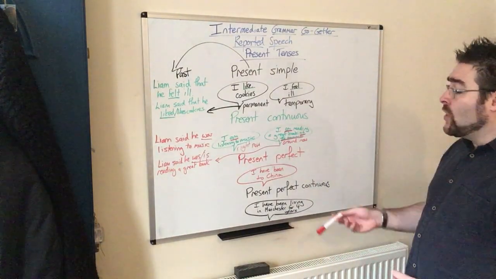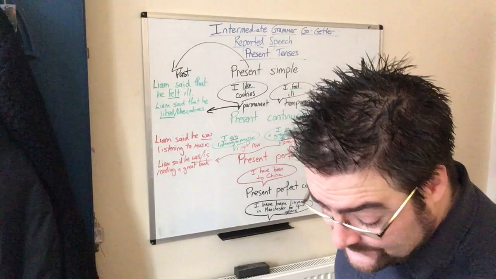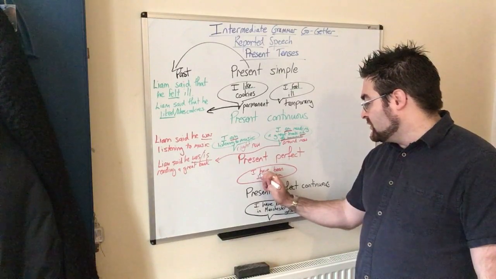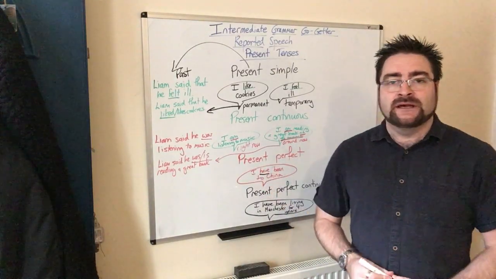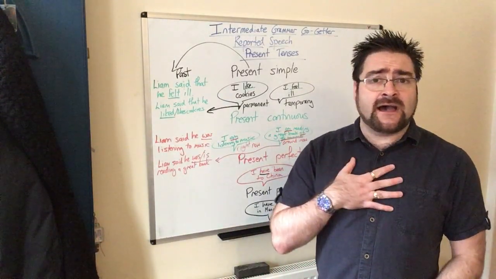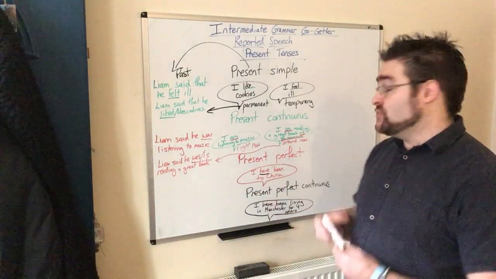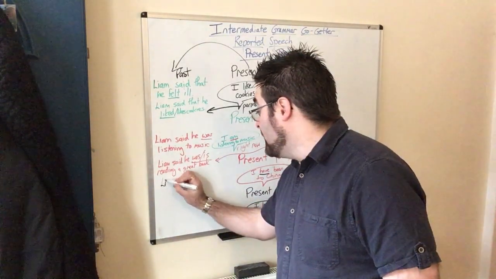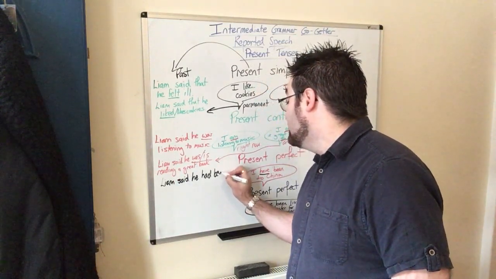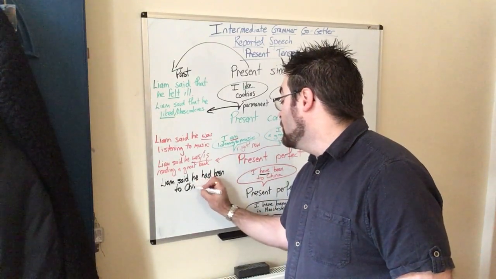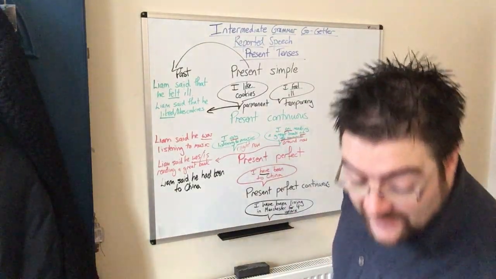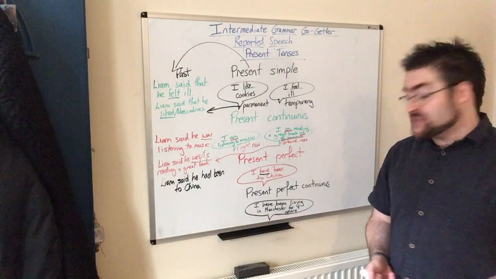Okay, moving on to the present perfect. Okay, so in the present perfect, we have to change have. And how do we make have into the past? So today I have, yesterday I, and you should be going with had. So it would be Liam said he had been to China. Okay, nice and simple.